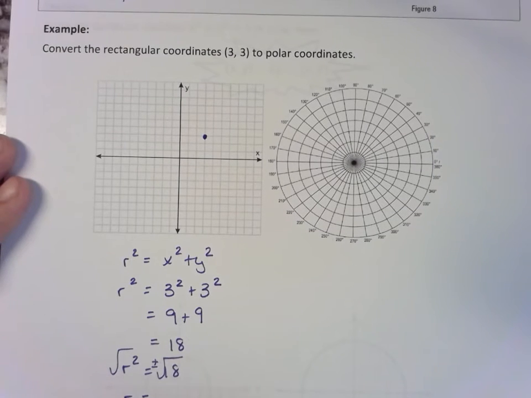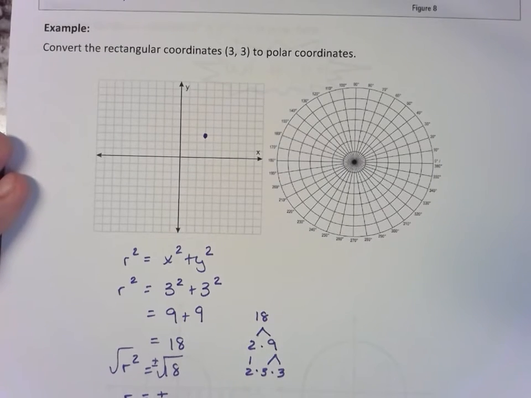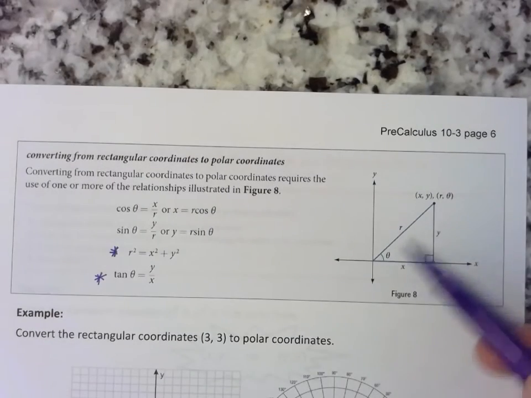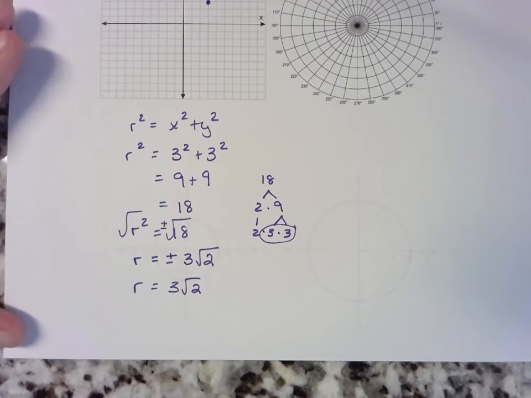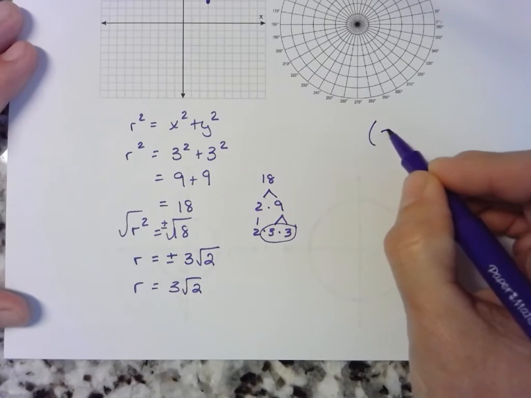So r is equal to plus or minus the square root of 18, just as a review since we haven't done this in a while. We can break this down. Remember, this is a square root, so they have to be in groups of 2. One of these is going to escape, and the 2 has to stay inside. Now, since we're talking about the measure of a side of a triangle, we want the positive, right? So our r is actually going to be 3 square roots of 2.